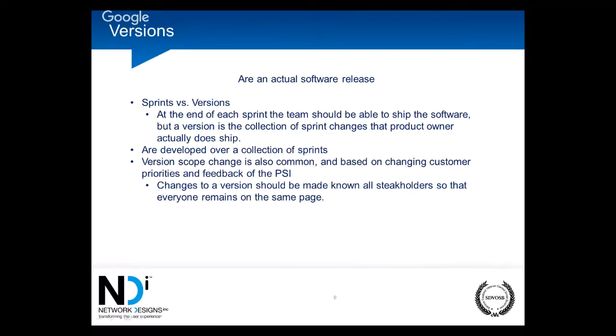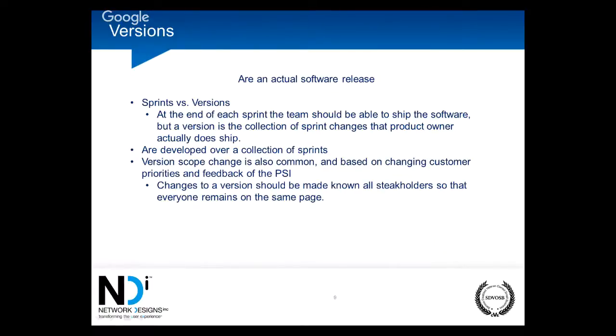Okay, so your versions are typically developed over a collection of sprints, just like the epic is. Because a version is going to contain multiple epics or parts of them, multiple stories, and certainly multiple issues, in some cases hundreds of issues. So versions versus sprints, or as I wrote it on the screen, sprints versus versions. At the end of each sprint, the team should be able to ship the software. Okay, so that's back to the PSI. A version is a collection of the sprint changes that the product owner actually ships.